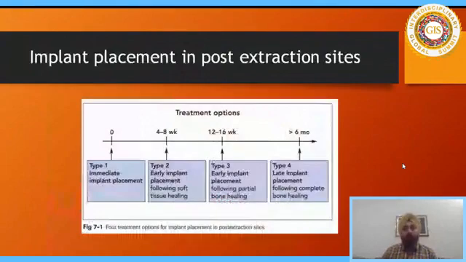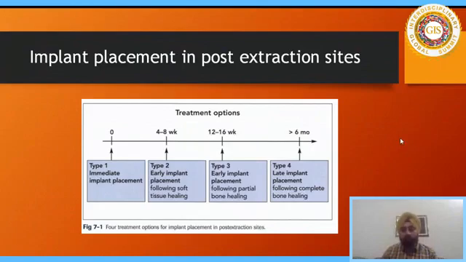The treatment, implant placement in post-extraction site, the treatment options. The first is immediate implant placement. Second is early implant placement following soft tissue healing, that is after 4 to 8 weeks. Then type 3 is after 12 to 16 weeks, early implant placement following partial bone healing. The third is with partial bone healing, and the type 4 is 6 months following complete bone healing.